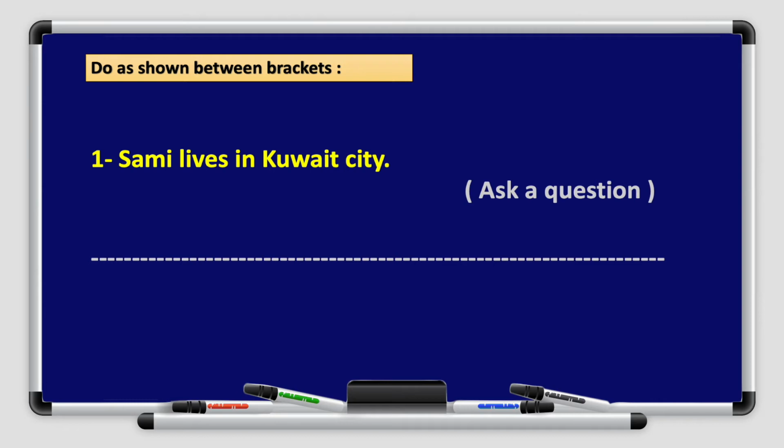Let's apply what we have learned in this exercise. Don't worry, it is easy, but you need to concentrate. Do as shown between brackets. Sami lives in Kuwait City. You will ask a question. What do you think? What will you ask about? You will ask about the person, or you will ask about the time, or you will ask about the place. Here the place is provided in the answer. So think of it and let's check if you got it correct.